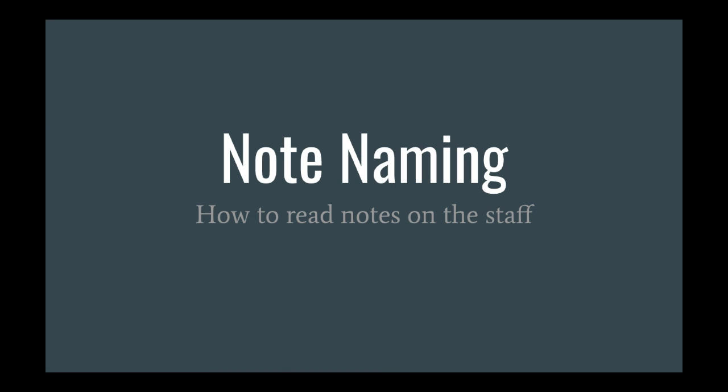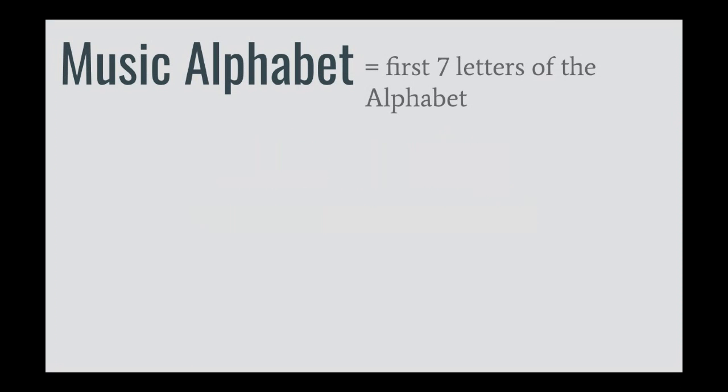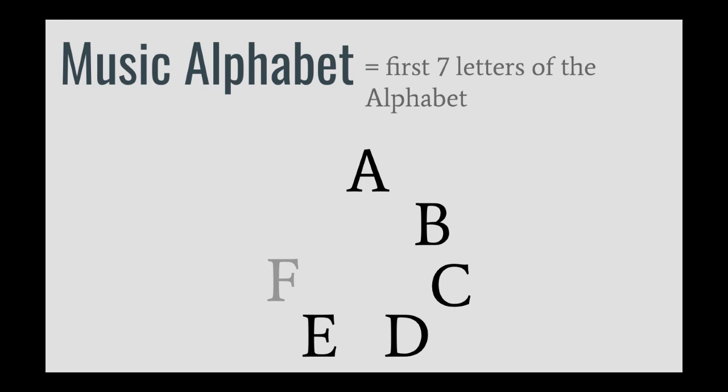Today we're going to talk about how to read notes on the staff, and today's lesson is going to focus on the treble clef. Before we begin talking about the treble clef, it's really important that you understand that in music we use an alphabet called the music alphabet, and it's really just the first 7 letters of our alphabet. We start with A, B, C, D, E, F, G.